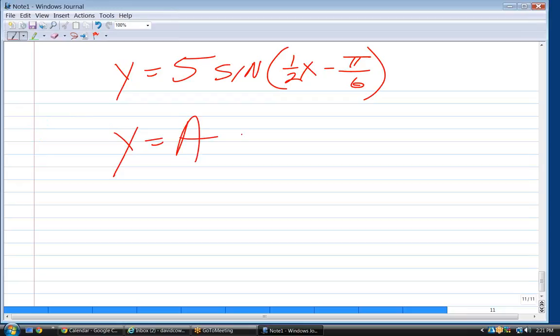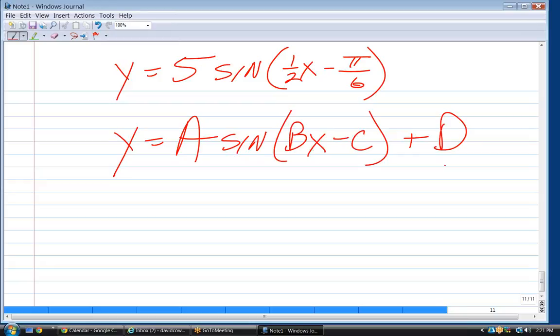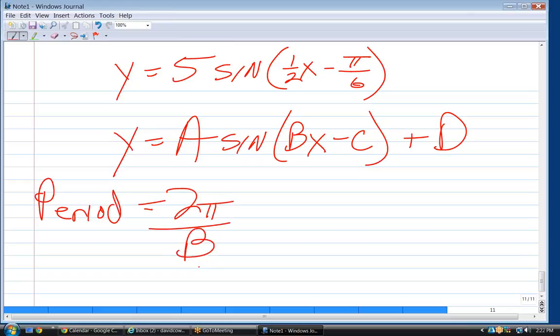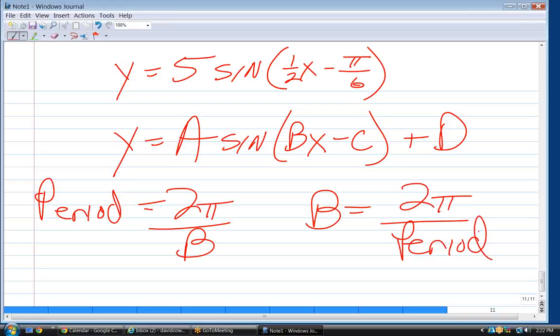Here's the general form of the sinusoidal equation. The period is related to b, and it's related in the following manner. The period is equal to 2 pi over b. Or if you know the period, b is equal to 2 pi over the period. Notice that both of those have to be correct if one of them is correct.